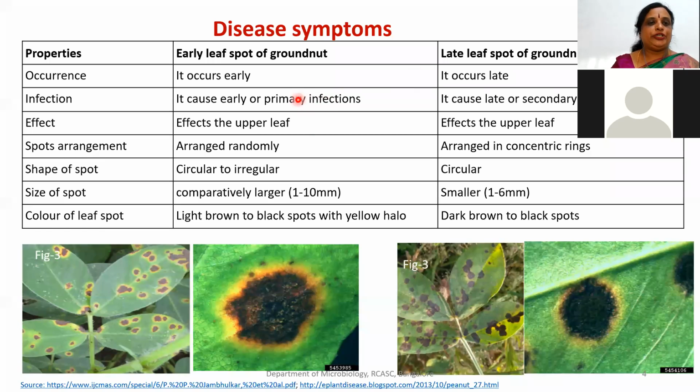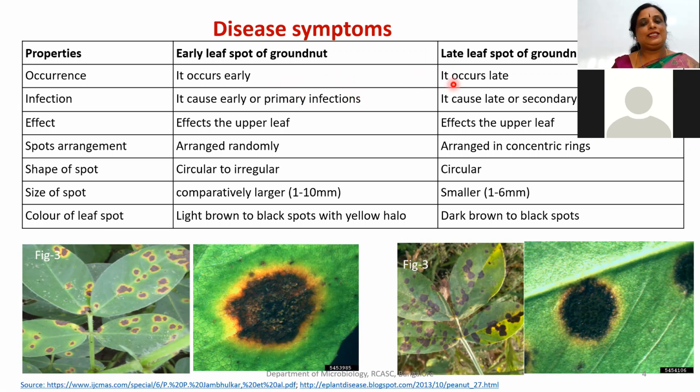As I had mentioned, there are two different spots which you can come across in groundnuts. One is early, the other one is late leaf spot. When the early leaf spot formation happens, it happens before that of the late leaf spot. That is, by about 2 to 3 weeks after the germination of the seed, you can come across this particular leaf spot.